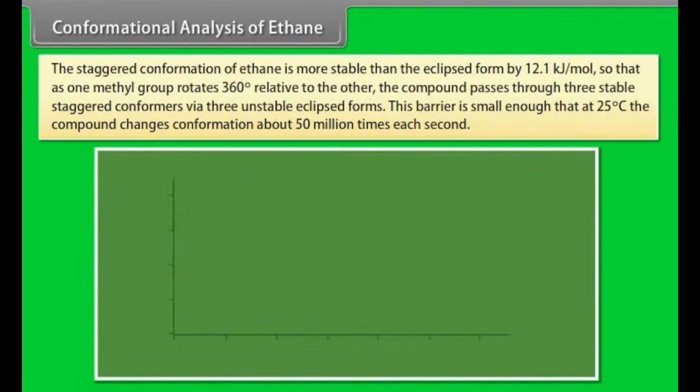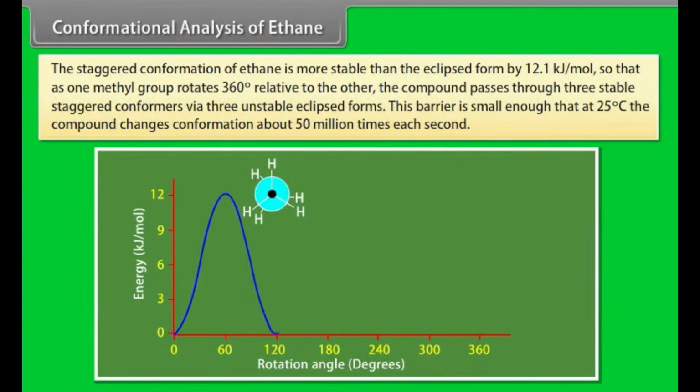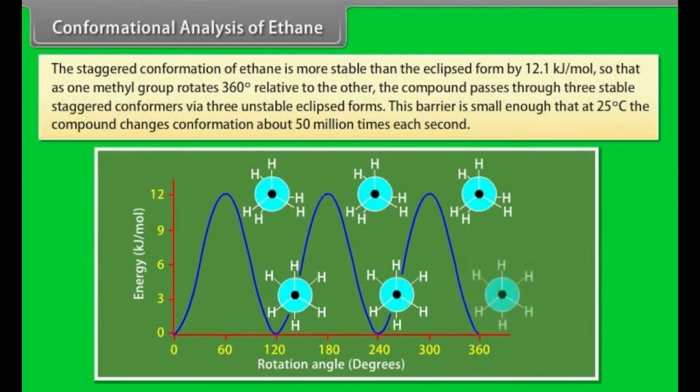The staggered conformation of ethane is more stable than the eclipsed form by 12.1 kJ per mole, so that as one methyl group rotates 360 degrees relative to the other, the compound passes through three stable staggered conformers via three unstable eclipsed forms. This barrier is small enough that at 25 degrees Celsius, the compound changes conformation about 50 million times each second.